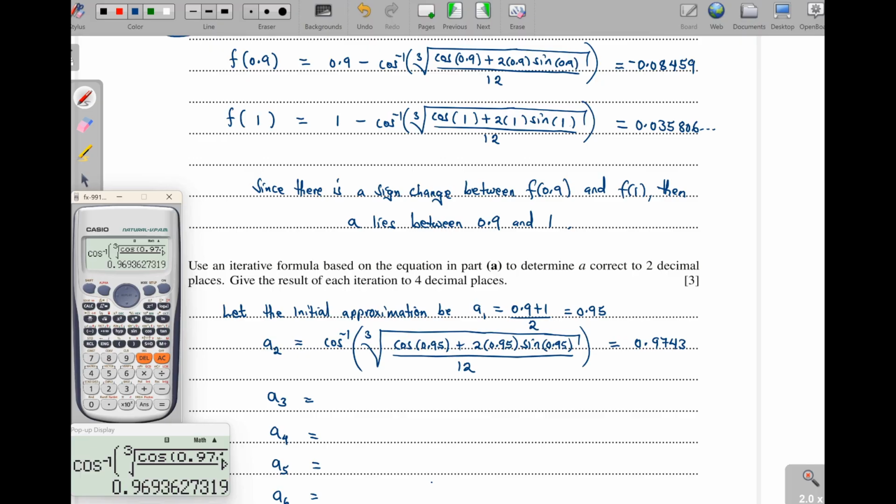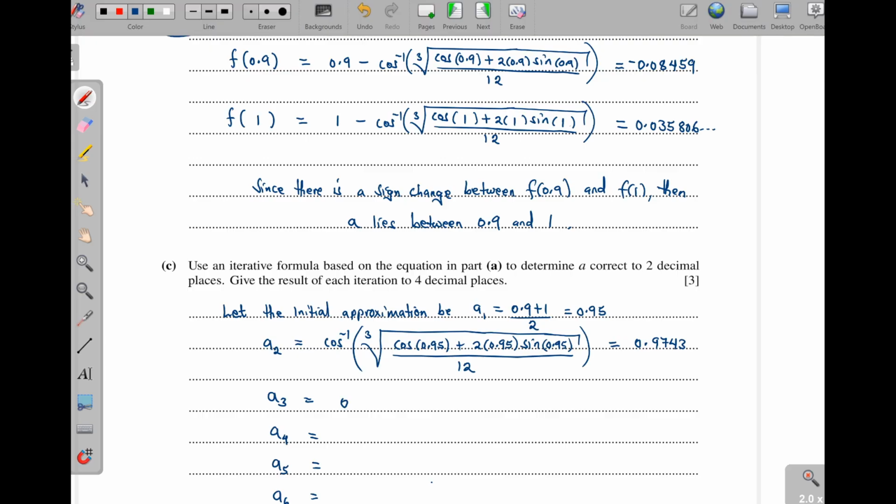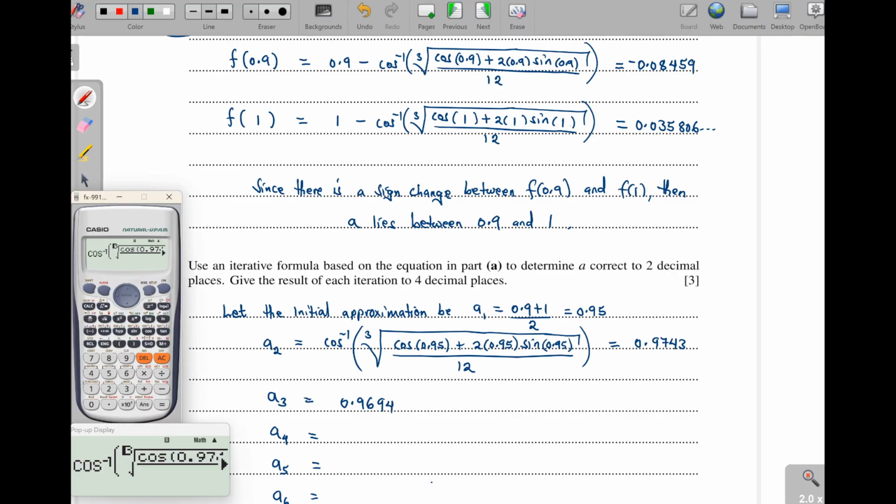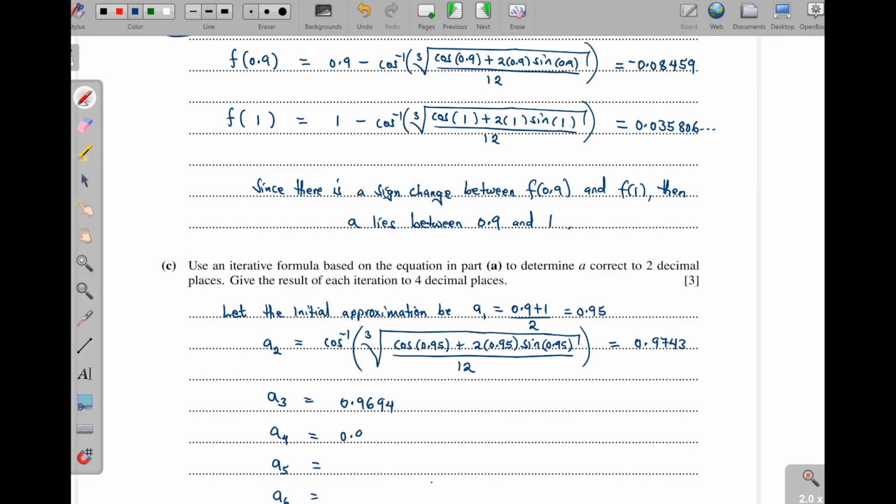So we get 0.9694. We repeat that: 0.9694, and then also here 0.9694. So we get 0.9704. Now, when do you know that you're supposed to stop?